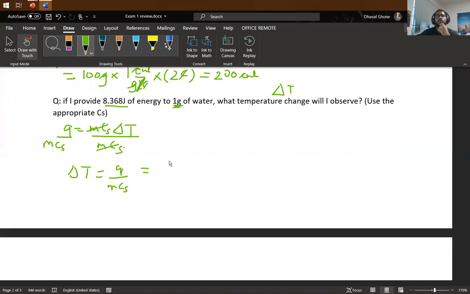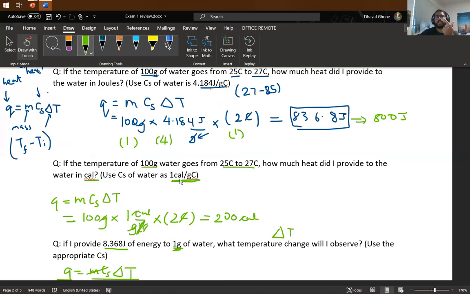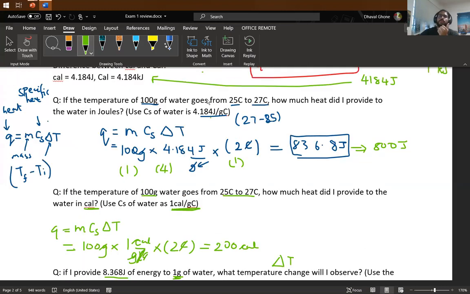I've given you Q equals 8.368 joules, mass equals 1 gram, and CS. Okay, what CS would you use here? You have joules and grams. If you use 1 gram Celsius, you don't have the right units. But if you use 4.184 joules per gram Celsius, you have the right unit for joules, which cancel off.